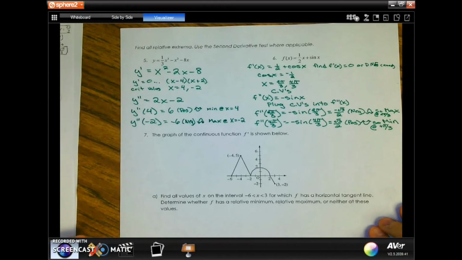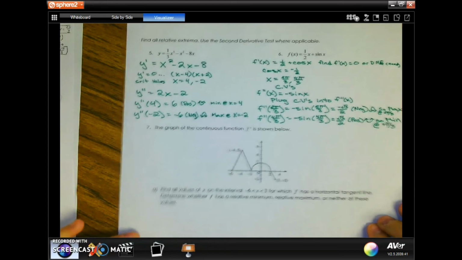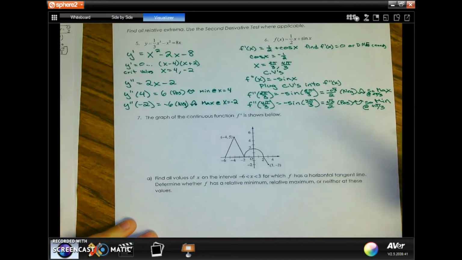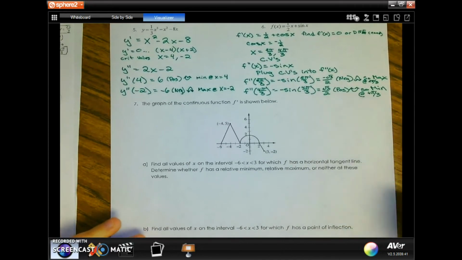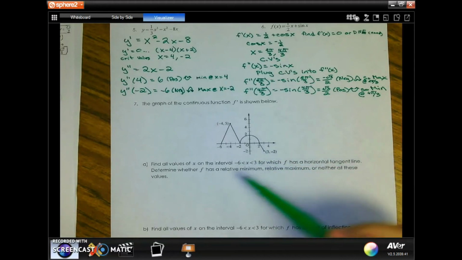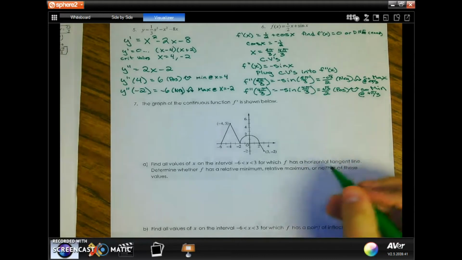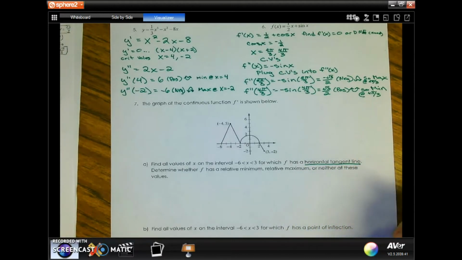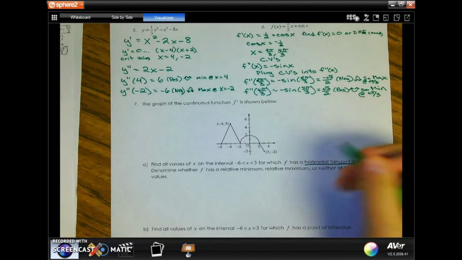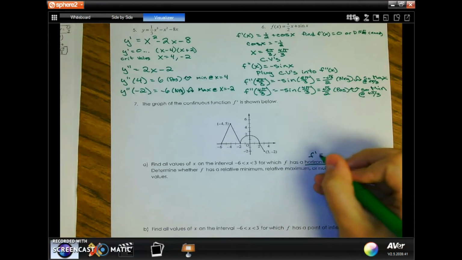Okay, and the next one, we are trying to figure out about the graph of the continuous function given below. Now notice they give me the graph of the derivative, and they are asking me questions about the original. Here it says find all the values of x on this interval, notice that -6 and 3 are not included, for which f has a horizontal tangent line. Horizontal tangent line means that your derivative equals 0. So this occurs when the derivative equals 0.